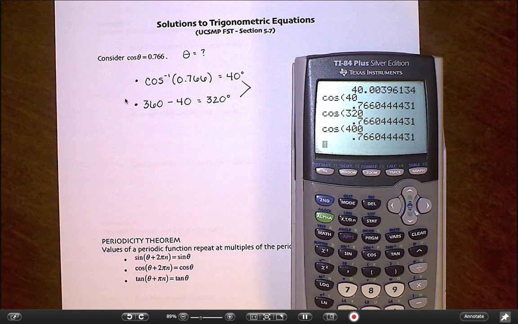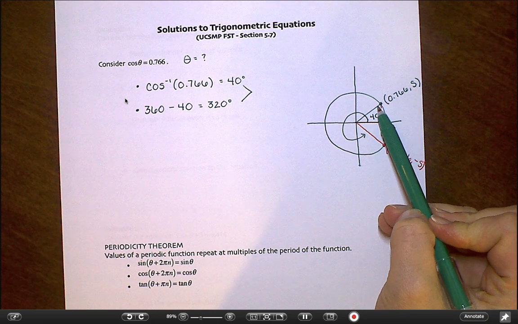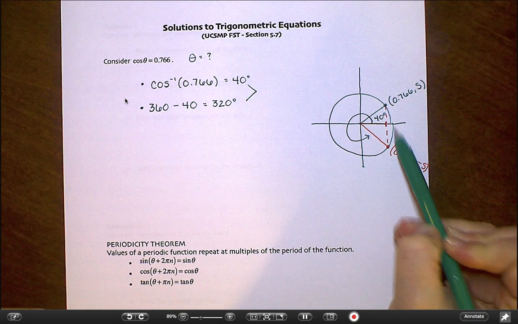Look at that, cosine of 400. Or what if I do the cosine of 680 degrees? Look at that. Okay, so what's happening there? Remember that these are just one stop on the unit circle, right? These two angles that we just marked here are part of the first rotation.